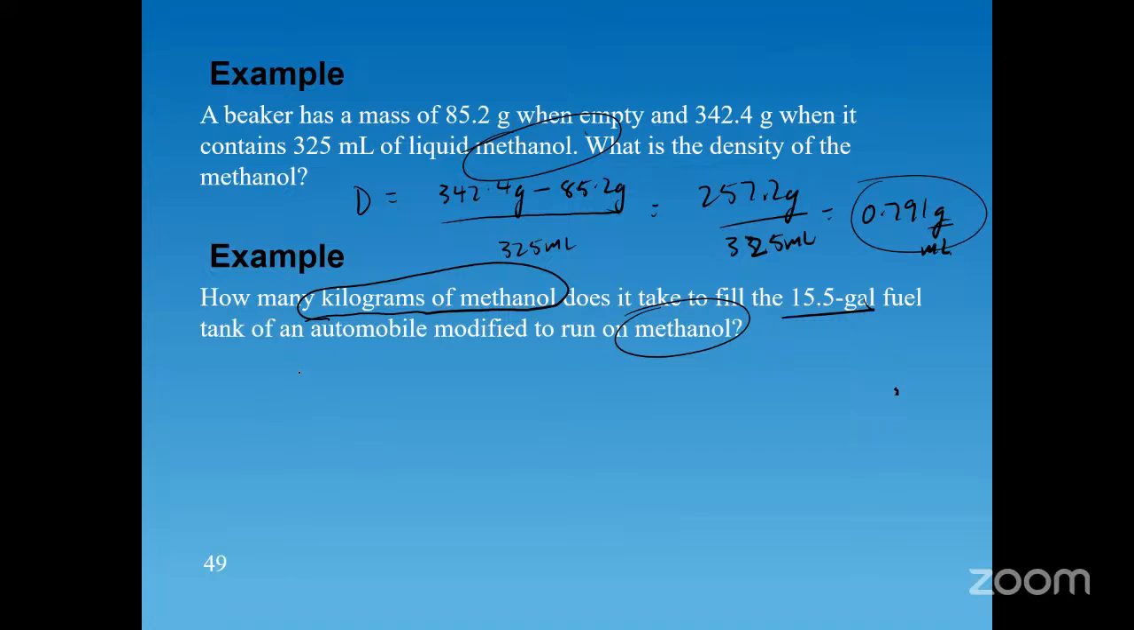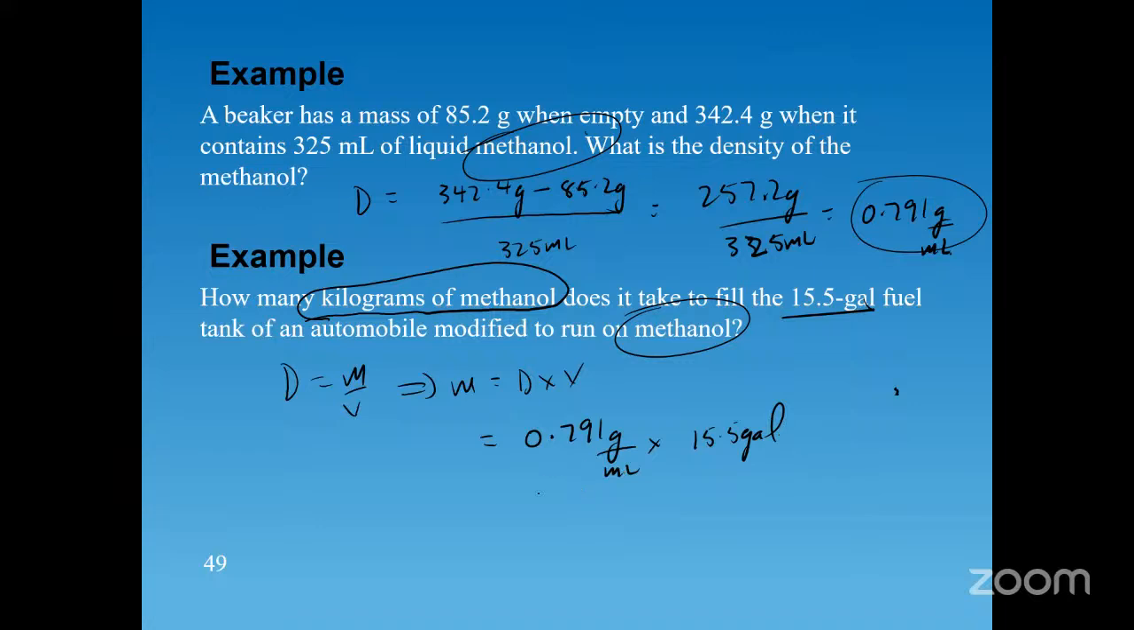So basically, we know that density is equal to mass over volume. So therefore, to find mass, that will be equal to density times volume. The density is, as we saw before, 0.791 grams per mil, while the volume is given as 15.5 gallons. Now, obviously, we cannot just simply stop there because the gallon units will not cancel with the mil units.